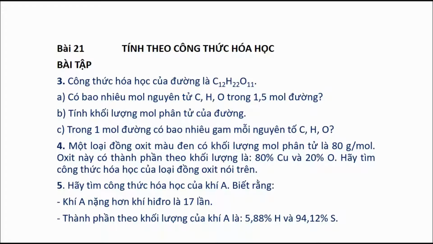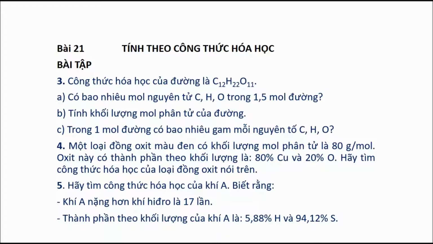3. The chemical formula of sugar is C12H22O11. A. How many atomic moles of C, H, O are there in 1.5 moles of sugar? B. Calculate the molar mass of sugar. C. How many grams of C, H, O are there in 1 mole of sugar?